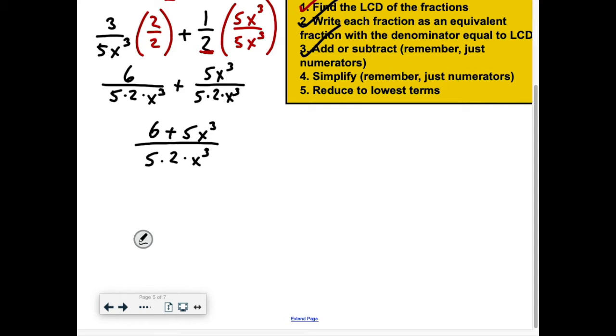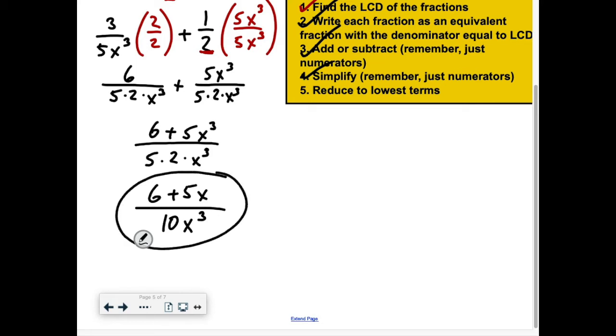So I've added or subtracted. Simplify, remember just the numerators. Here I can't do any simplification. The 6 doesn't have a variable, and the 6 and the 5 don't share any factors. So I can't do anything here. And just reduce to lowest terms. Well, there I'm going to just combine everything together. So 6 plus 5x over, and here I'm going to say 10x to the third. And that would be my final answer. You can always check this using Desmos by plugging in the first expression and the last, and the graph should be overlapping completely.